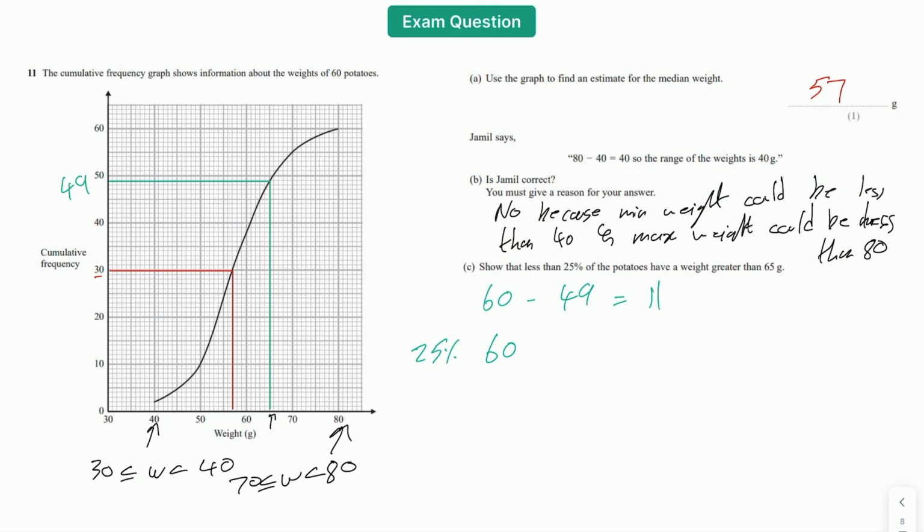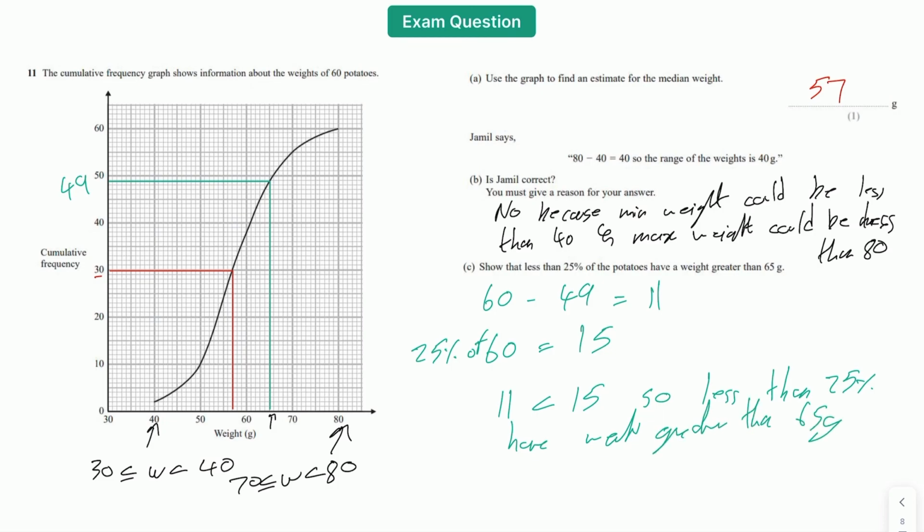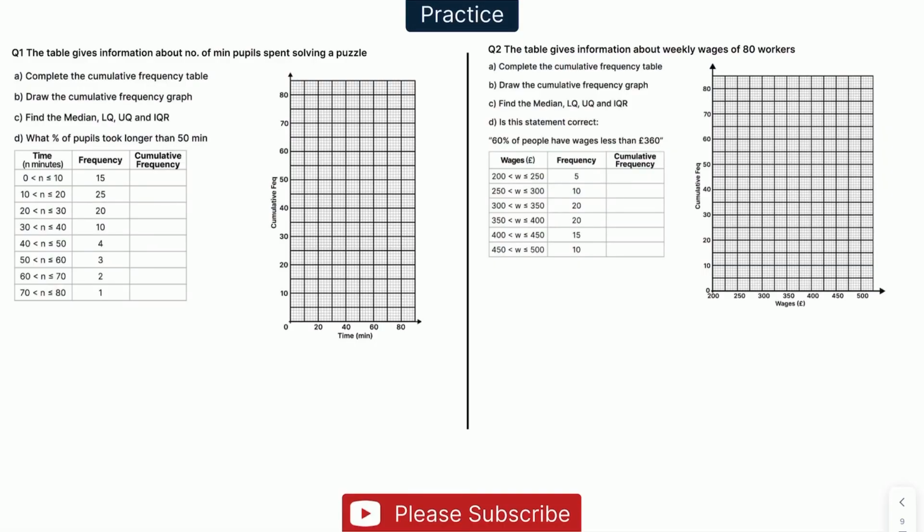25% of 60 is 15. And then we can just say that that is true because 11 is what we found, and they're saying less than 25%. 11 is less than 15, so less than 25% have weight greater than 65 grams. So here are 2 practice questions for you to have a go at.